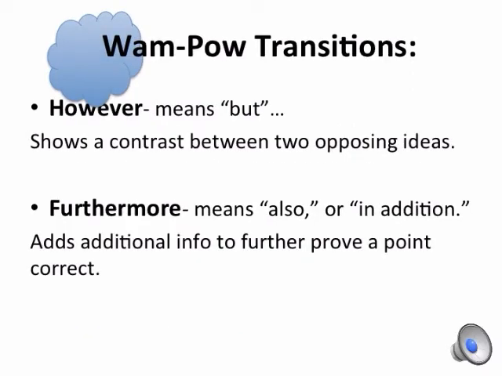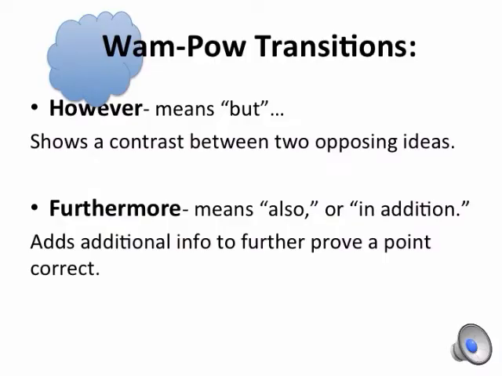Another wham-pow transition is however, which is a word you're probably already familiar with. It means simply but. Sounds a little bit more sophisticated though, and it shows a contrast between 2 opposing ideas. The final one, furthermore, means also or in addition. It adds additional info to further prove a point correct.